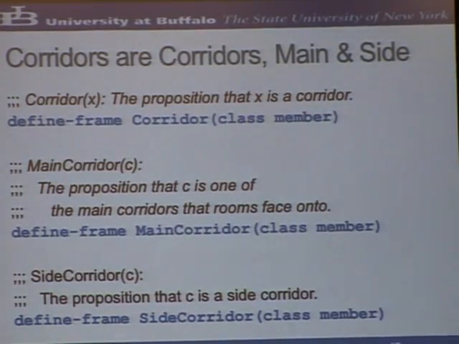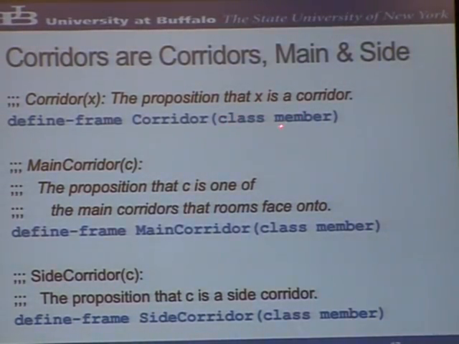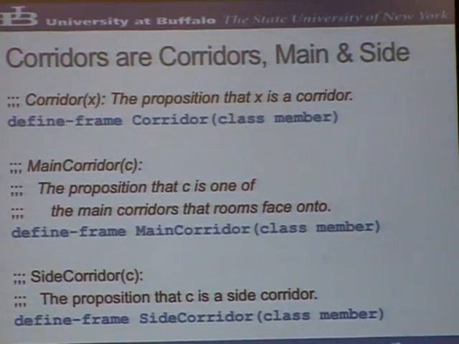So let's tell it some stuff. There are corridors, and we'll call the north and south corridors the main corridors. That's where the rooms are, and the other two the side corridors. So define the frame corridor, and here we tend to use a frame with two slots, class and member, to represent the instance relation. This is a notation people are used to. So we can say that C north is a corridor by saying corridor of C north, and that will build a frame whose class slot is filled by corridor and whose member slot is filled by C north.